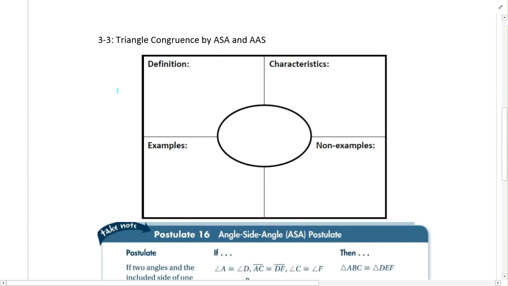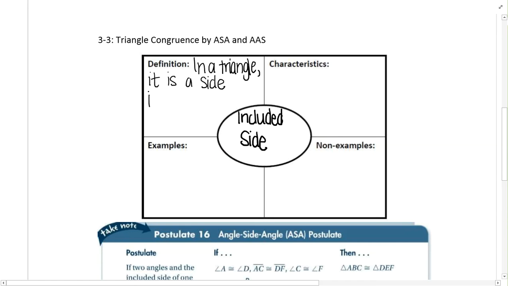Before we move on to learning what those are, we need a definition. Last time we had an included angle. Now we're going to have to talk about an included side. It's a very similar concept, but things are switched around a little bit. So, definition: in a triangle, an included side is a side in between two given angles.